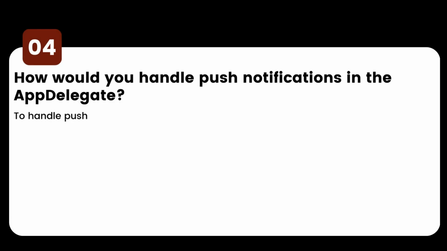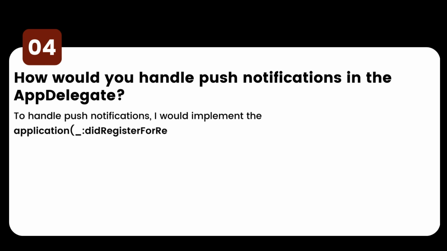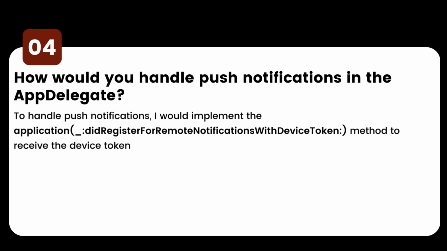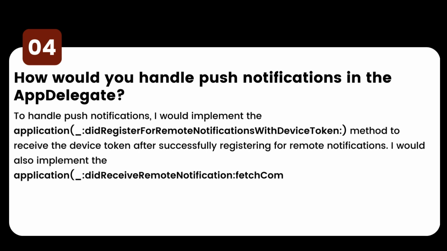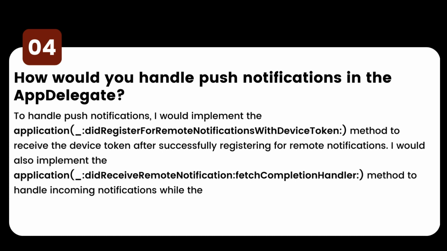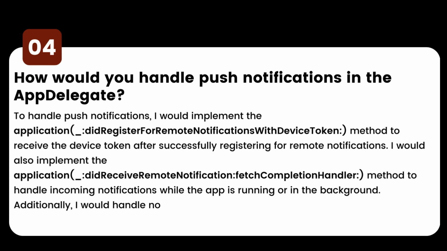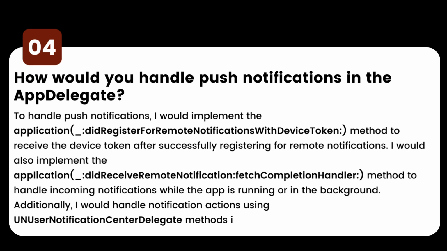Next, how would you handle push notifications in the app delegate? To handle push notifications, I would implement the didRegisterForRemoteNotificationsWithDeviceToken method. This method receives the device token after successfully registering for remote notifications. I would also implement the didReceiveRemoteNotification fetchCompletionHandler method. That method handles incoming notifications while the app is running or in the background. Additionally, I would handle the notification actions using the UserNotificationCenter delegate methods if needed.